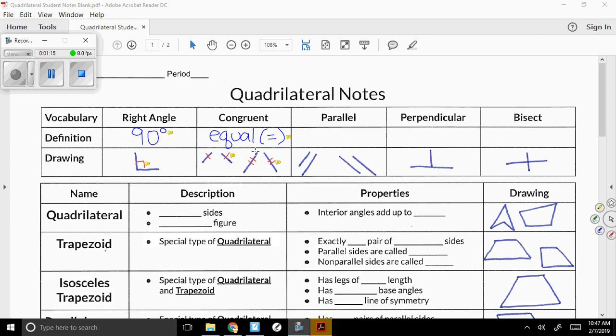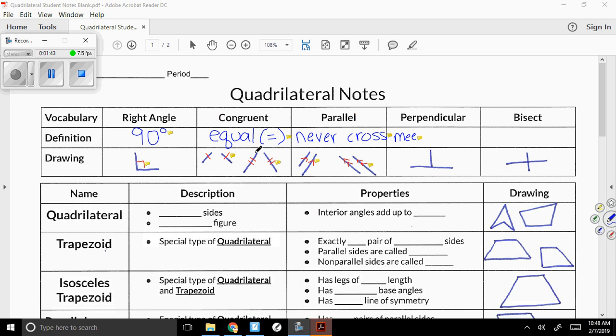So now let's go ahead and talk about parallel. Parallel means that those two lines will never cross. The symbol that we use for parallel looks like a little arrow in the middle of that line. So I'm going to use a single arrow for these two on the left and a double arrow for the two on the right. And just like with congruent, if they have the same number, that means that they go together. Our next vocabulary word is perpendicular.